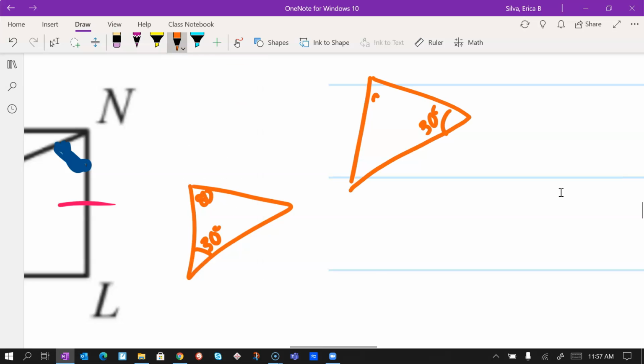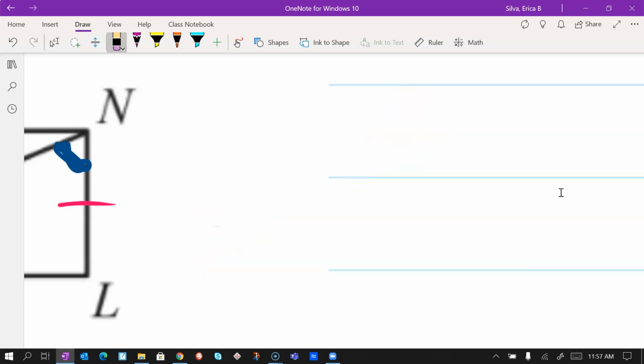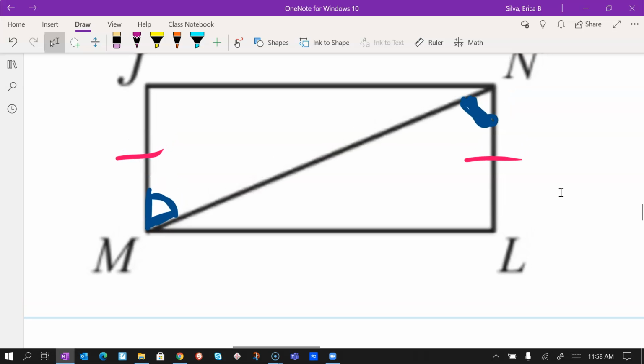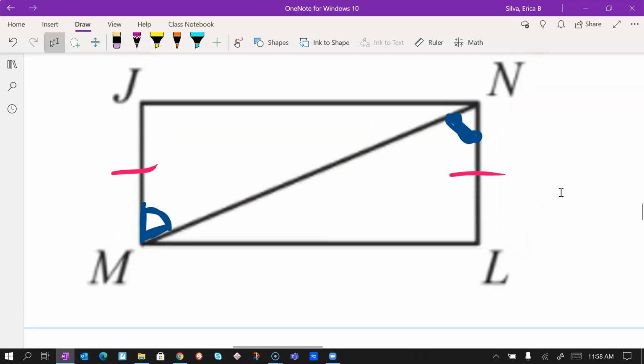Let's say this is also 30. This one could also be 30 degrees. And then this one would be 120. This one would be 70. Does that make sense? So those, we can't say that those two angles are congruent. No, Luis, I hope not.